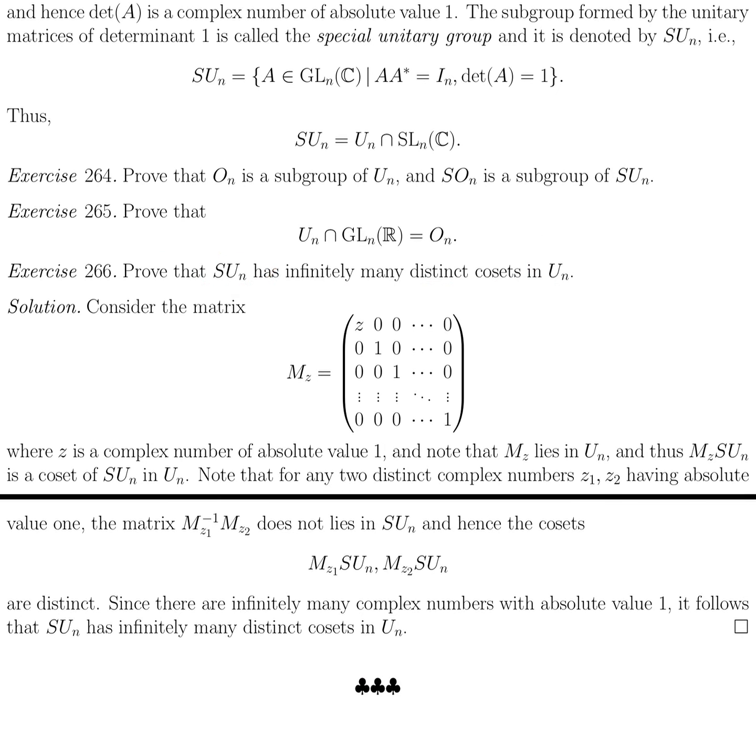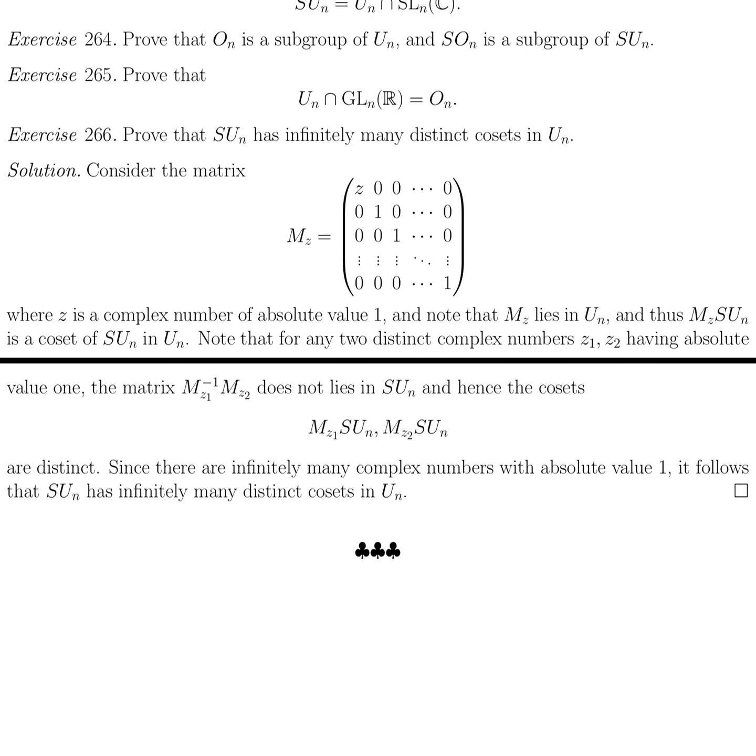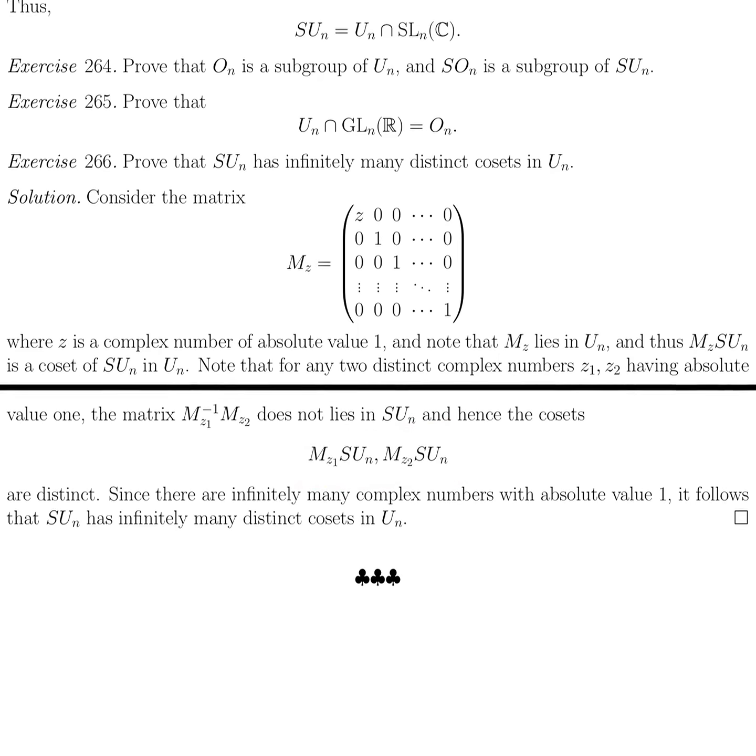This is again straightforward to do. Earlier we had considered the matrix having minus 1 and 1s along the diagonal. Now we'll consider the matrix having z and 1s along the diagonal, where z is a complex number of absolute value 1. And here one can check that if you look at matrices of this form corresponding to two distinct complex numbers z1, z2 of absolute value 1, then the matrix M z1 inverse times M z2 does not lie inside SU n, so these two cosets are distinct.